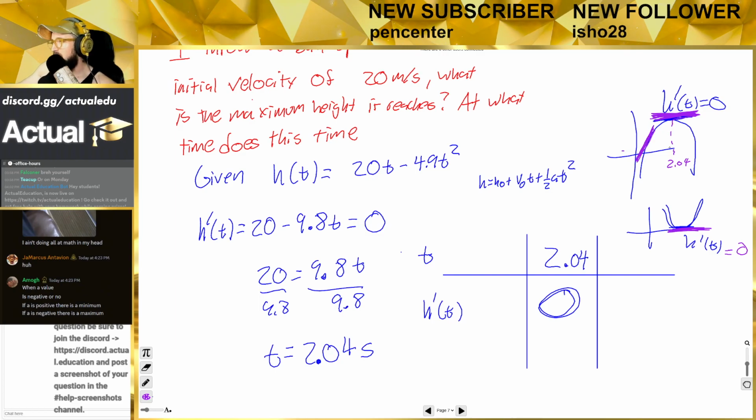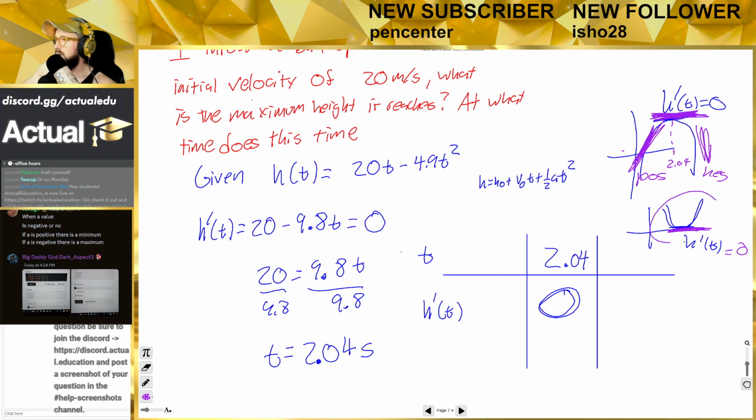Good. If it's positive, and then what should it be afterwards? What should the derivative be? Remember, the derivative is the slope of the function. It goes from positive to 0. What's the slope afterwards? To negative. To negative, good.